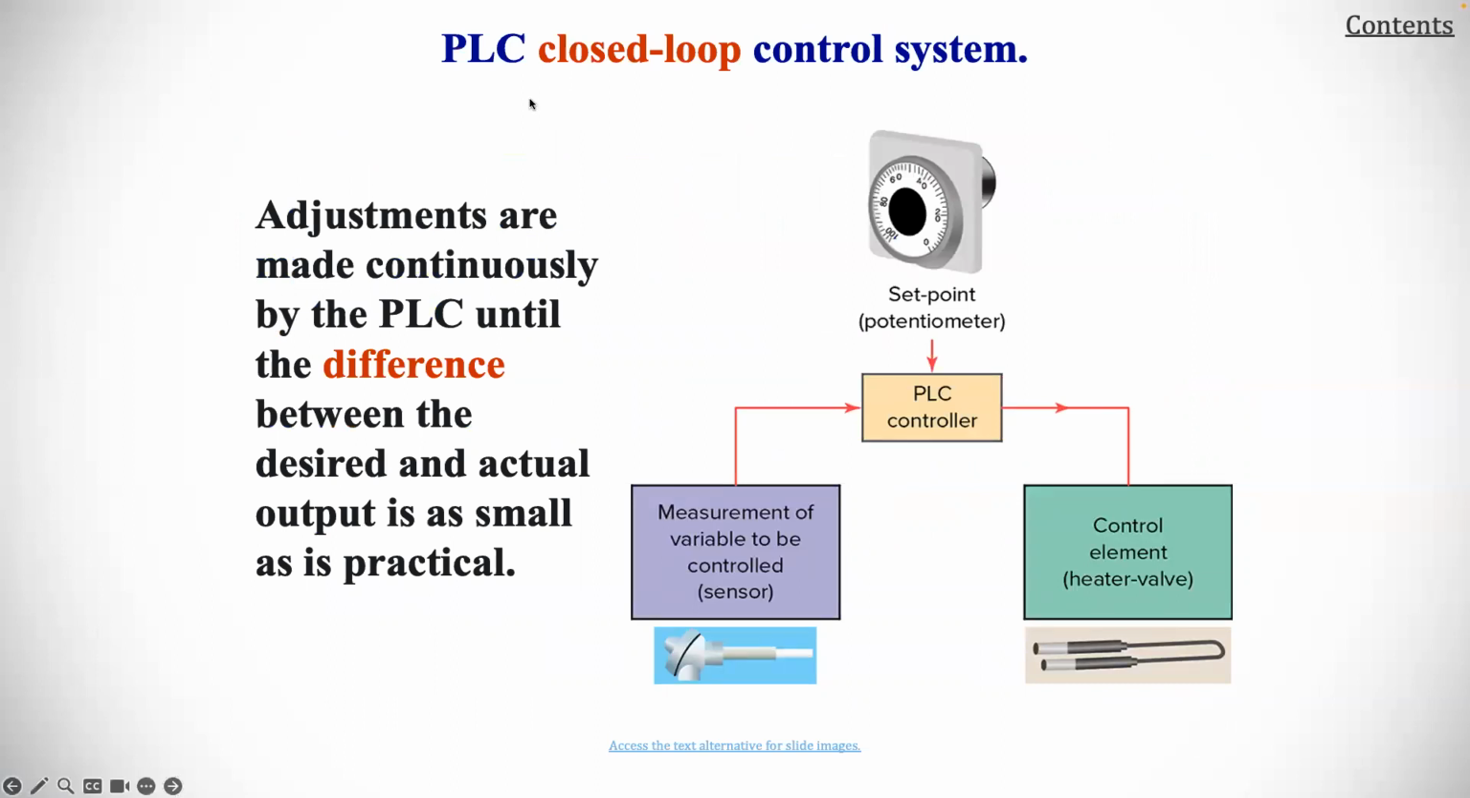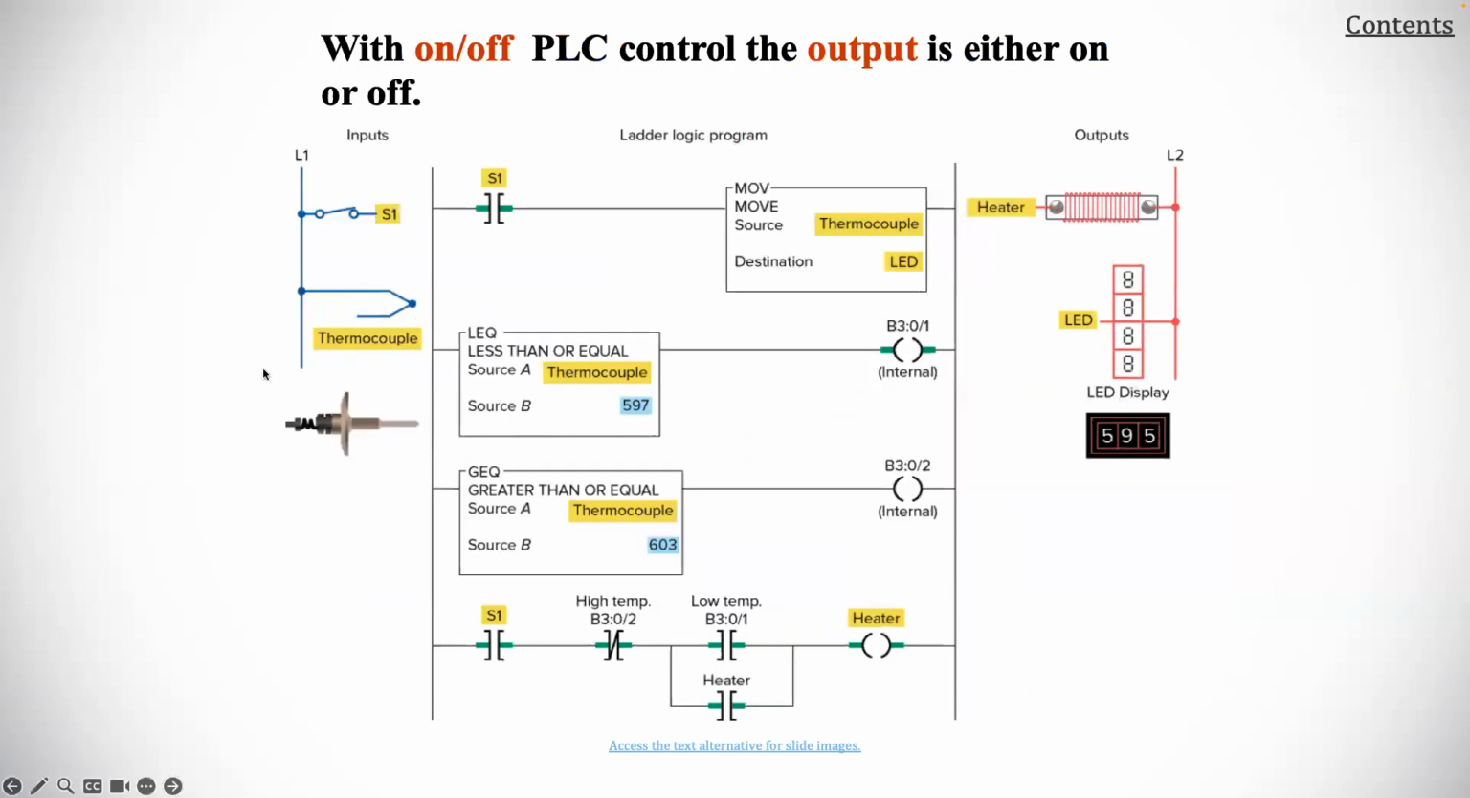Here's just a little bit of a perspective on a PLC closed loop control system. Adjustments are made continuously by the PLC until the difference between the desired and actual input is as small as is practical. So that's what you want to try and do. That gives you the closed loop control.